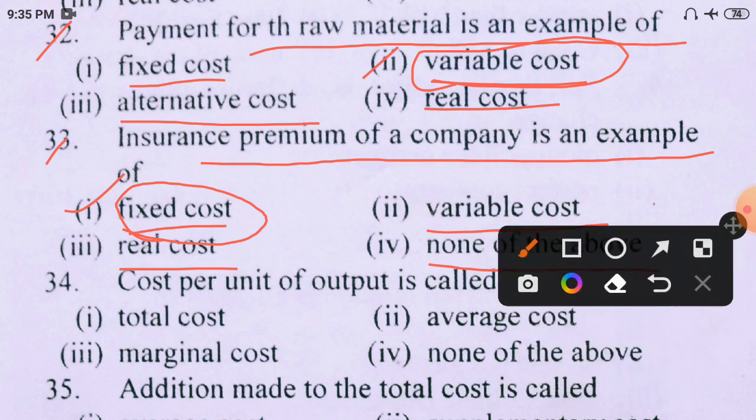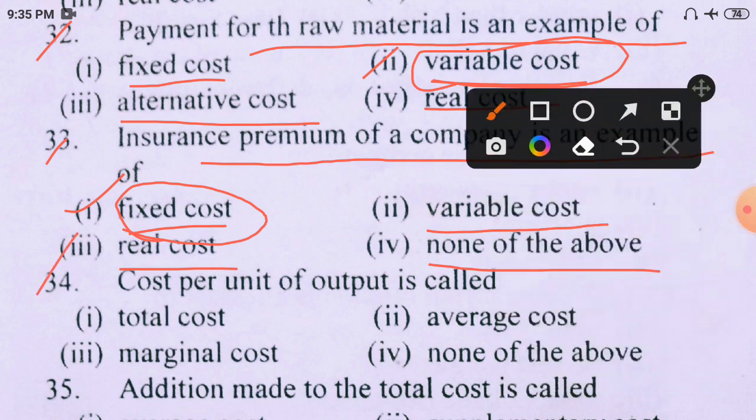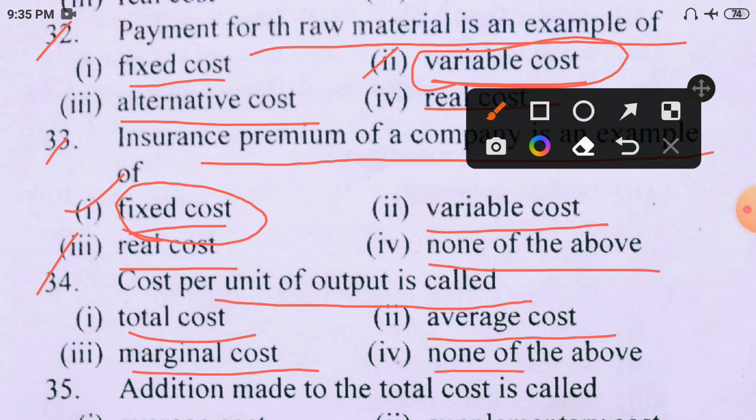Next, number 34. Cost per unit of output is called (i) total cost, (ii) average cost, (iii) marginal cost, (iv) none of the above. Which is the correct answer? It is (ii) average cost. Cost per unit of output is called average cost.